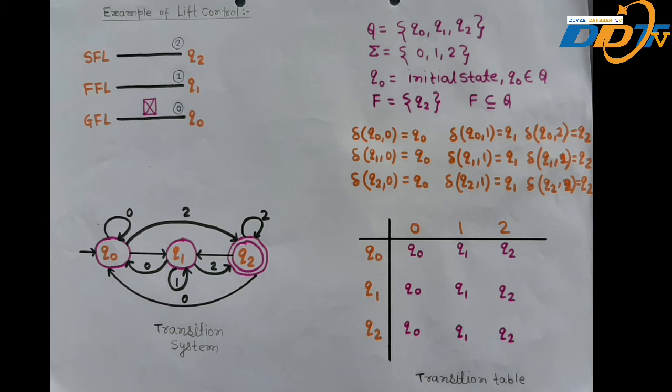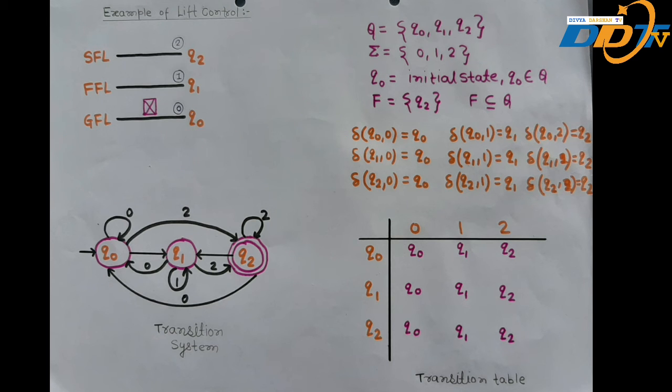So now what is the first one, that is Q. So Q contains Q0, Q1 and Q2. That is a finite non-empty set of states. And what is sigma? Sigma is a finite non-empty set of input alphabets. So what are the input symbols? 0, 1, 2. So I have written that one.